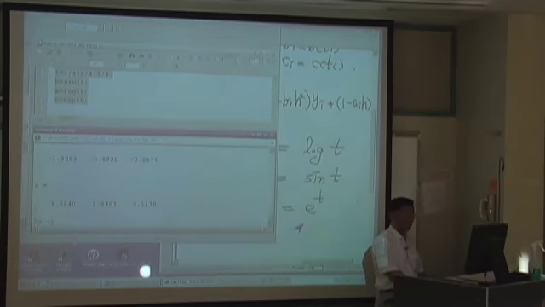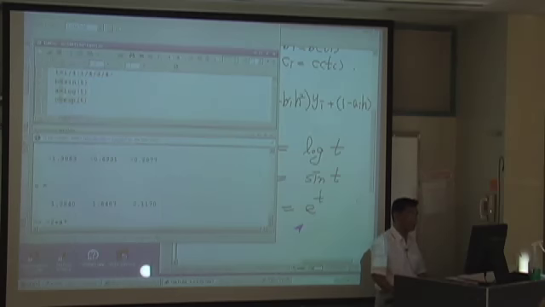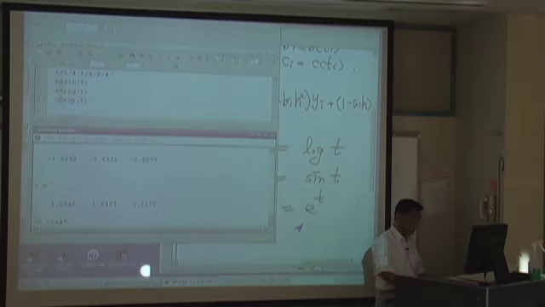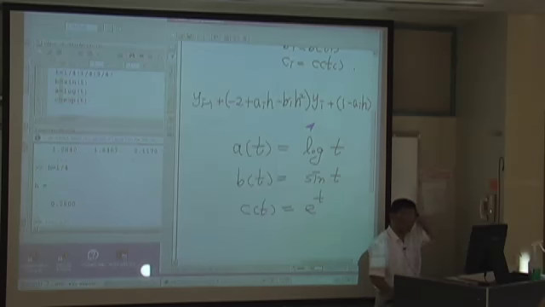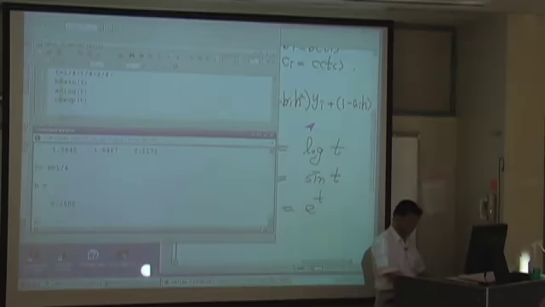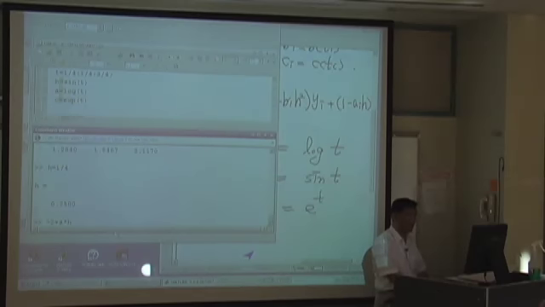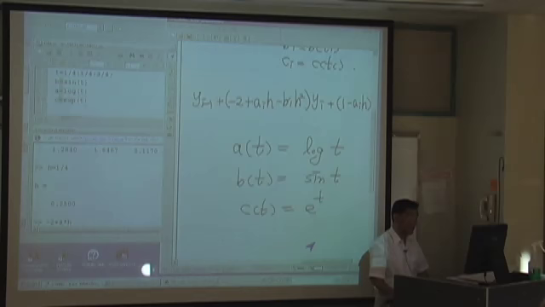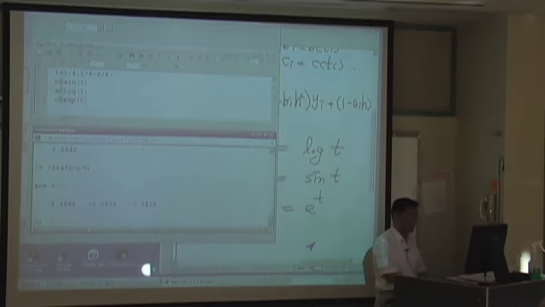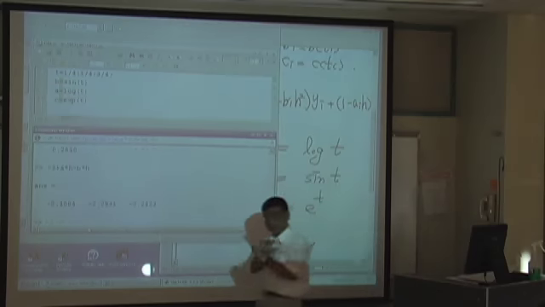Minus 2 plus A multiplied by H. H should be stored, so I will store H. H equals 1/4, right? Then we are ready to just do this thing: minus 2 plus A H, and then minus B H. So we calculate the first.